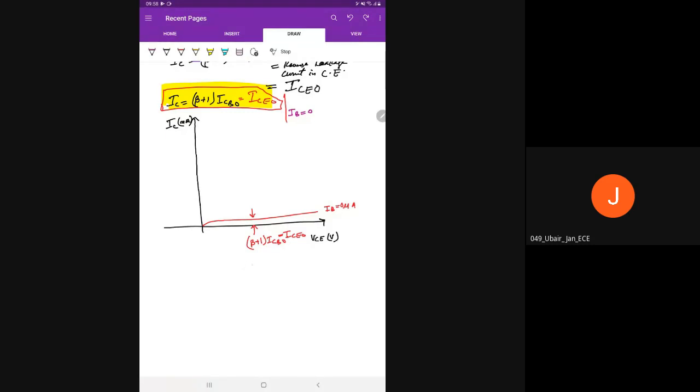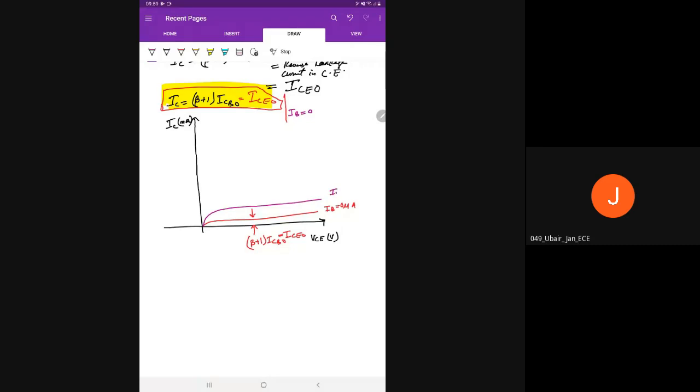Keeping in mind that beta has a larger value, 90 to 300. So suppose if beta is 300, it is 300 plus 1, that means 301 times ICBO, and ICBO, if it is small, it will be definitely larger than that. So that is why I have marked this first line greater than ICBO as compared to common base configuration. Okay, so the next line will be now like this.